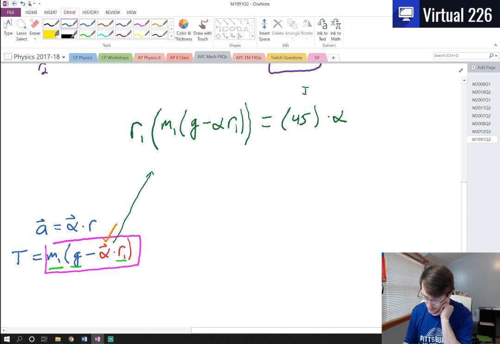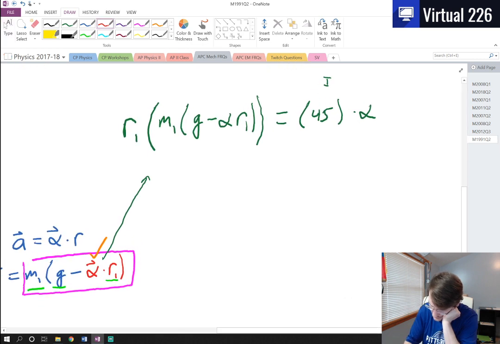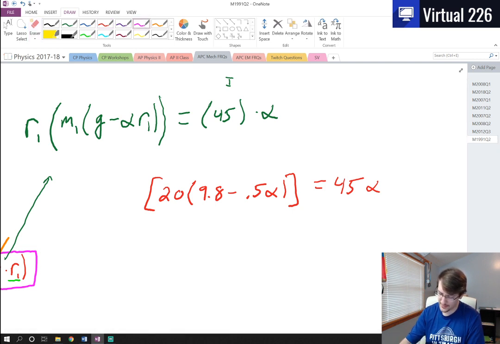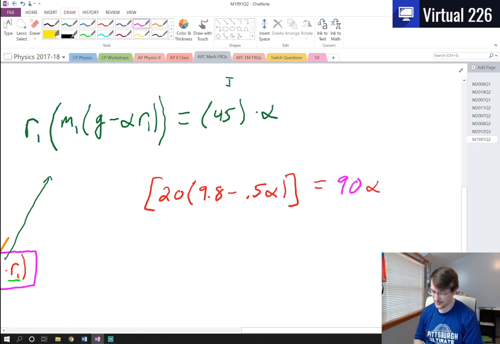If we go ahead and plug in some quantities here, working through this math, we're going to get 0.5 times 20 times 9.8 minus 0.5 alpha equals 45 alpha. Let's just get rid of this 1/2 by dividing by 1/2 on each side. When I divide by 1/2, I'm going to multiply the 45 by 2, so I'm going to get a 90 over here.